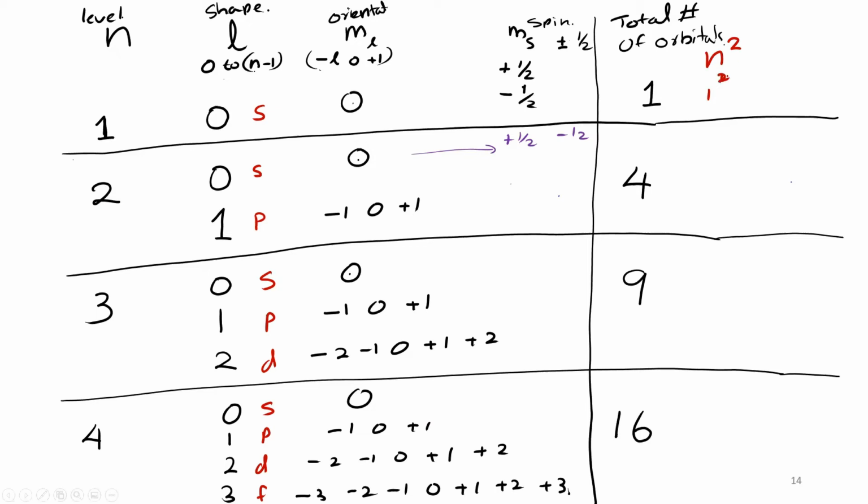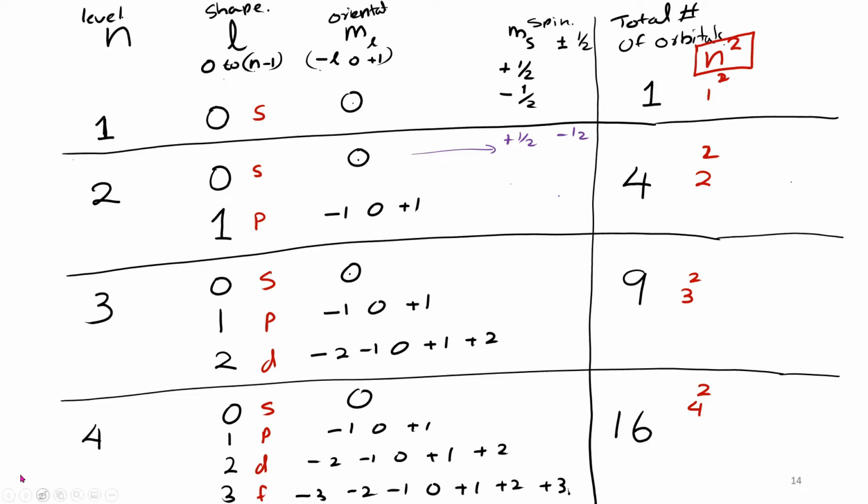One squared, that is 1. In the second case, our n is 2, 2 to the power 2, that is 4. In the third case, n is 3, and the square of that is 9. In the fourth case, we have n as 4, so 4 to the power 2, we get 16. So n squared will give you the total number of orbitals. And then that is the total number of orbitals.